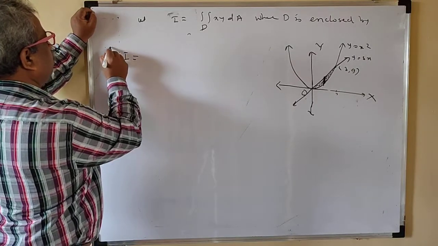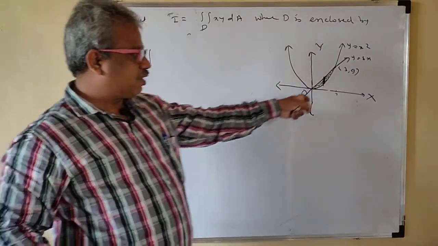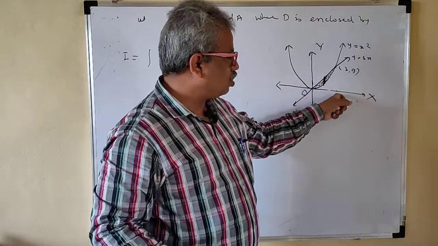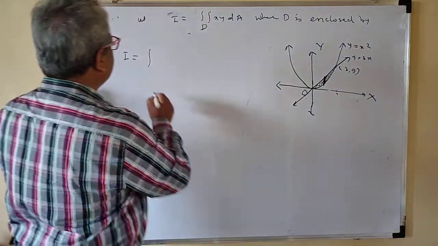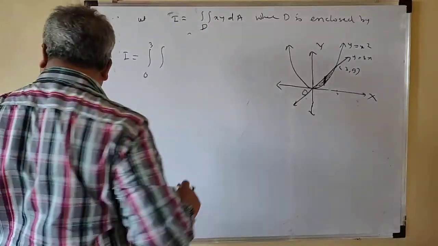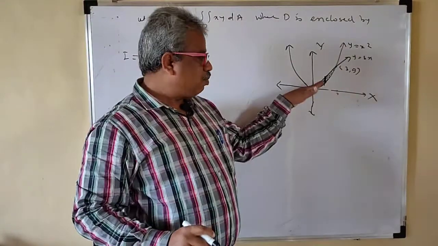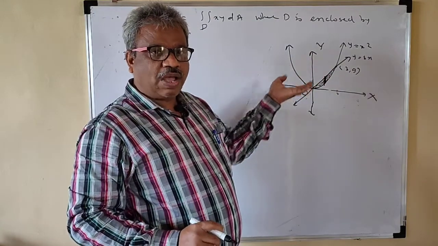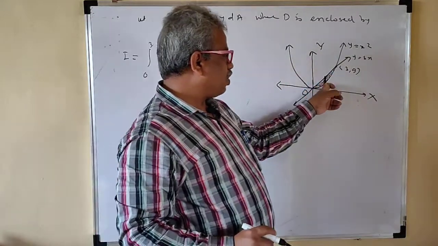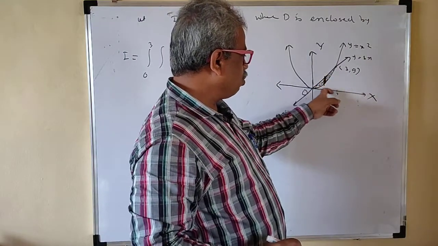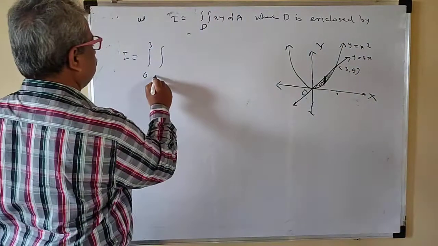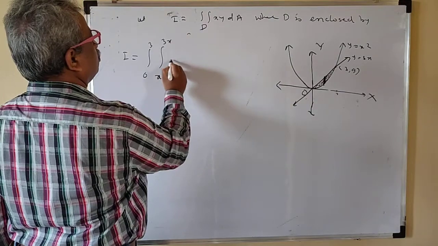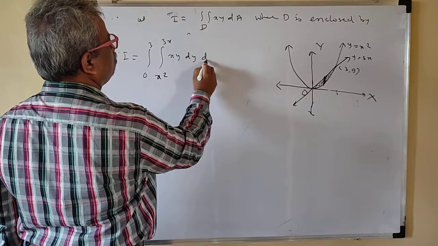Therefore I is equal to integration. I have drawn the strip parallel to the y-axis, that means I will write the limit of x first. X is from 0 to 3. Now to find the limit of y, find y from the lower curve and y from the upper curve. Y from the lower curve is your lower limit, and y from the upper curve is your upper limit. Your lower curve is the parabola, that is x square, and y from the upper curve is your line, 3x. So xy, you must integrate with respect to y first.